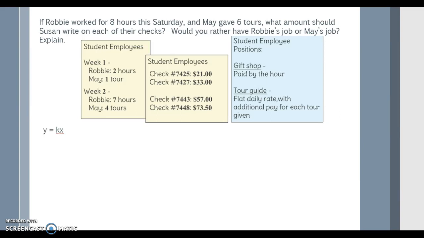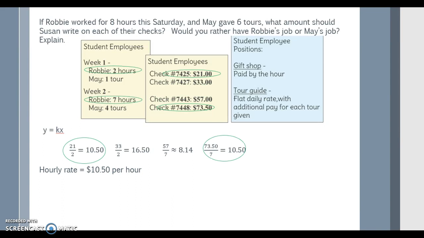So let's let y equal kx. So if we were to allow k to be his wage times how many hours he works, we could have some of the possibilities here for Robbie. So 21 divided by 2 hours is $10.50. $33 divided by 2 hours is $16.50. And 57 divided by 7 hours is about $8.14. And $73.50 divided by 7 is $10.50. So I'm guessing his hourly rate is $10.50 per hour.